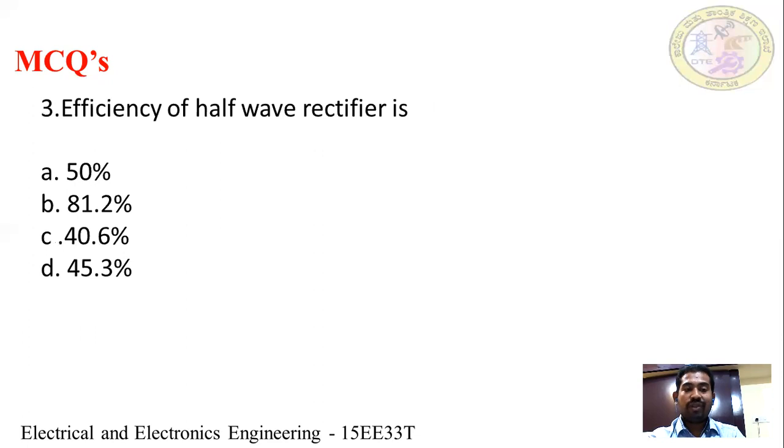Let me move on to the third question. The efficiency of half wave rectifier is, options that are given: option A 50%, option B 81.2%, option C 40.6%, option D 45.3%. You know that the efficiency of half wave rectifier is option C, that is 40.6%. The answer is C, that is 40.6%.